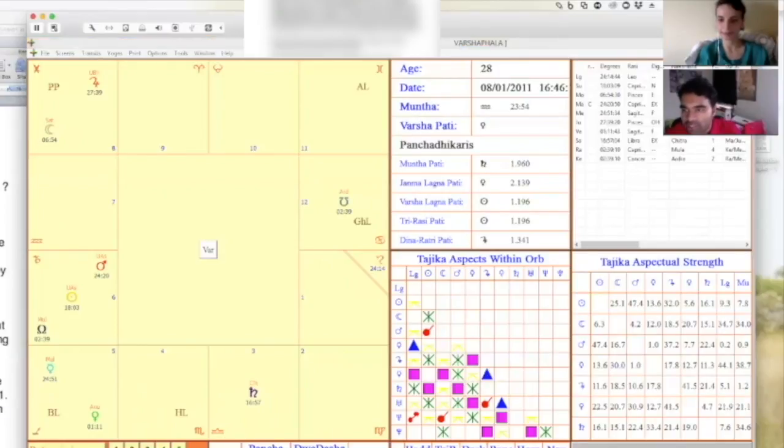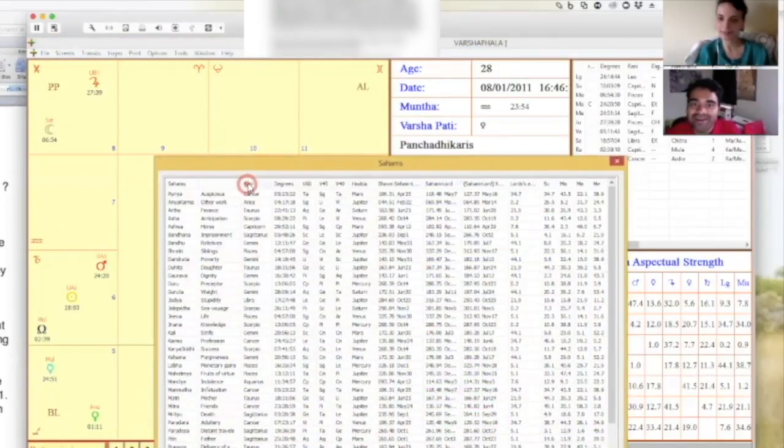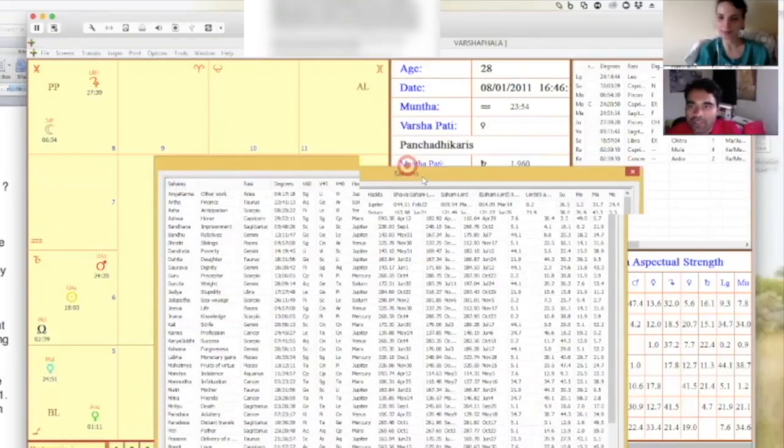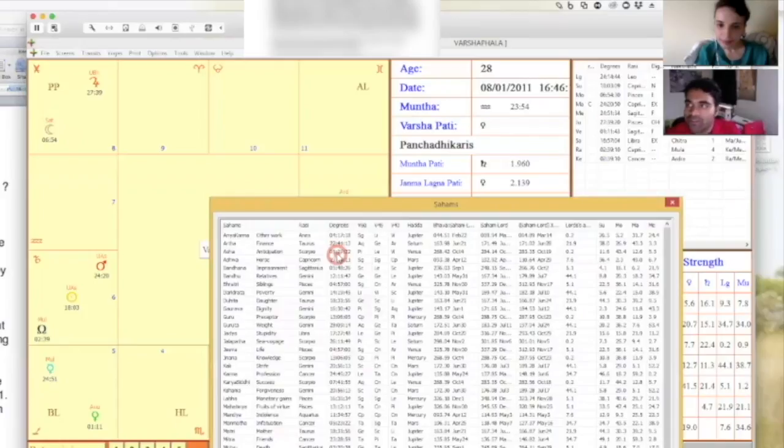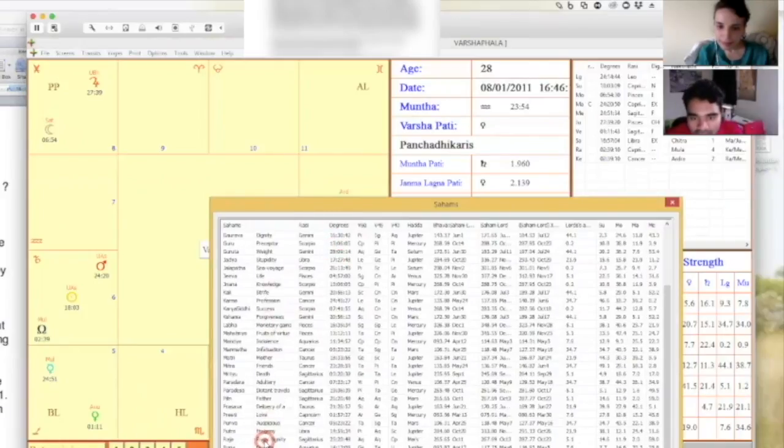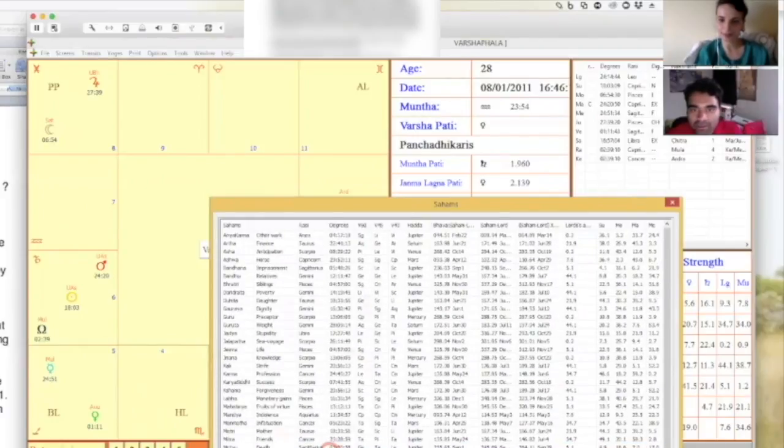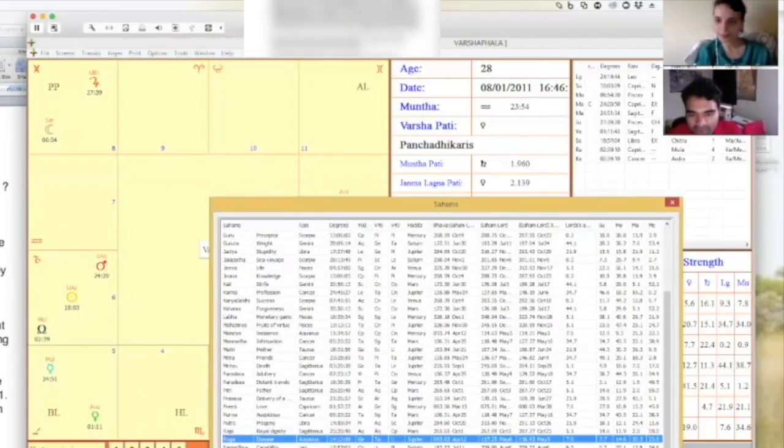I've not checked the Sahams. I'm going to do it with you today. Let's see if the Sahams are lining up. We are looking for Roga Saham, which is Roga meaning disease. And here, Roga falls in Aquarius. And look at the beauty. The Munta is Aquarius this year. Okay, even though it is the seventh house, it's still a Saham that is connected to disease. Yes. All right. And then I think that is enough with this example.